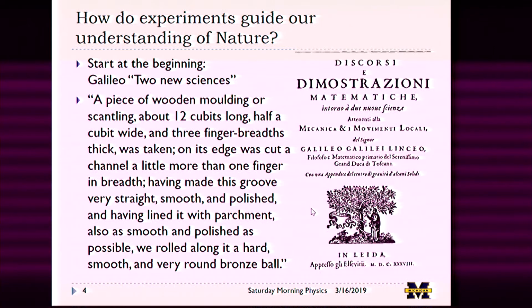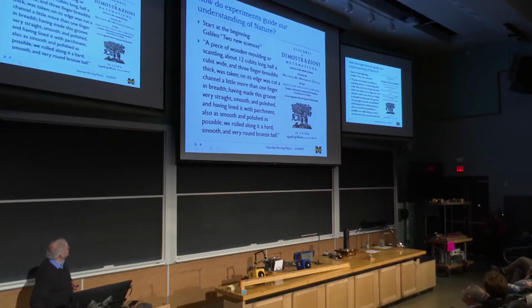And this is from a book that he wrote called Two New Sciences. When he wrote this book, he was already under house arrest, and this was published in 1638. It shows up down here in Roman numerals.